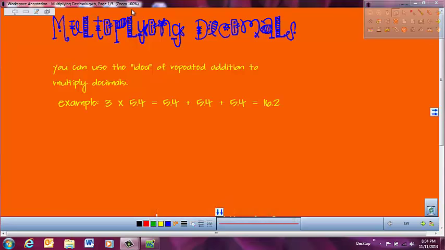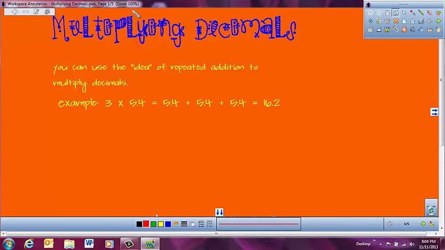Today we're going to watch a video on multiplying decimals, and I want you to think back about when we were adding decimals, and you could use repeated addition to look at multiplication. So the example that's on your note sheet, I'm going to ask you to show me the repeated addition on your notes, is 5.4 times 3. So in your notes, can you show me the work where you're writing 5.4 plus 5.4 plus 5.4.